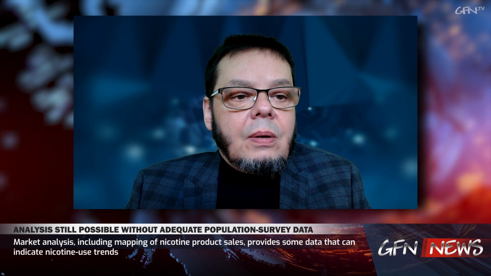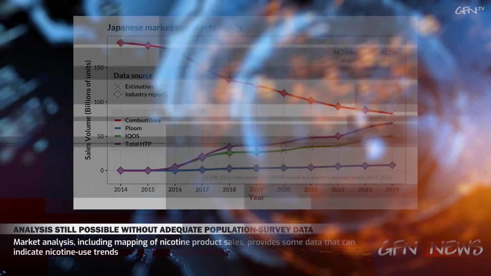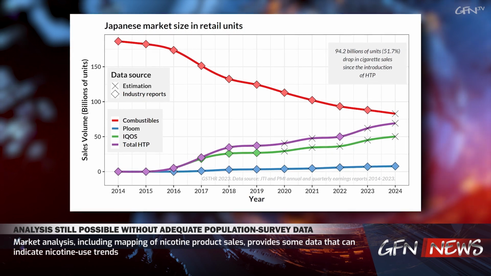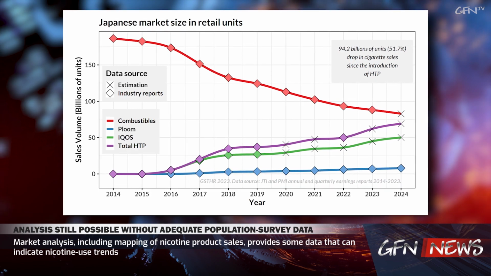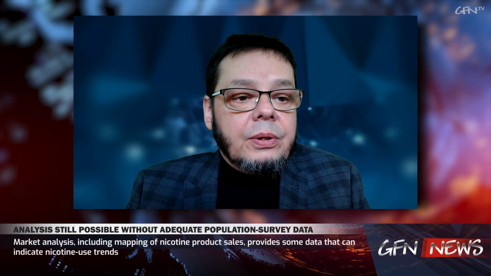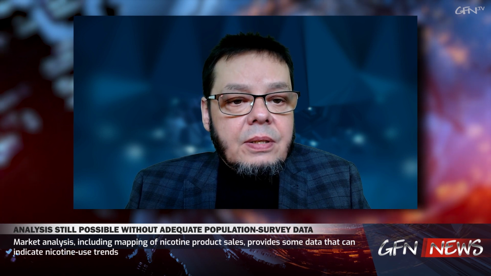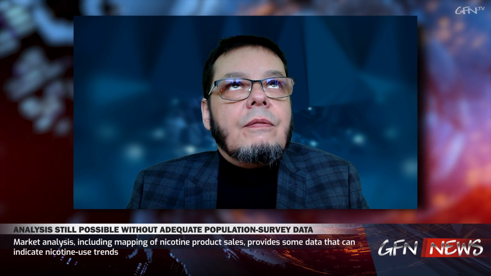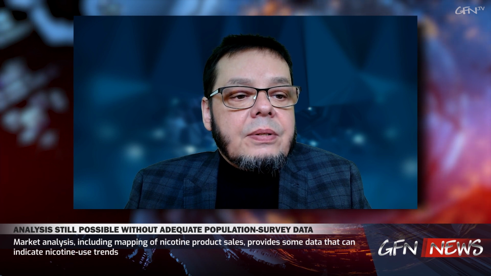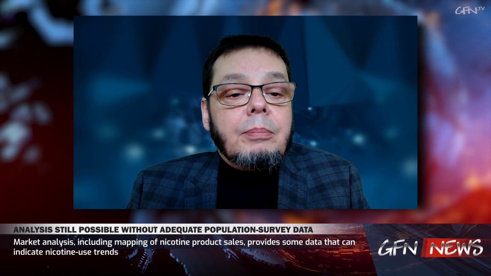This is how we conducted our analysis of changes in Japan. Based on the annual and quarterly JTI and PMI reports, we are able to show opposite trends in the volume of retail sales of cigarettes and HTP sticks. We observe over 94 billion units. It's almost a 52% monotonic decline in cigarette sales since the introduction of HTP in 2014. During this period, sales of HTP sticks have monotonically increased to over 70 billion units.